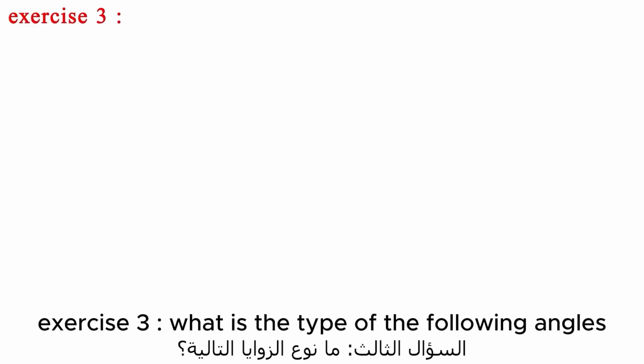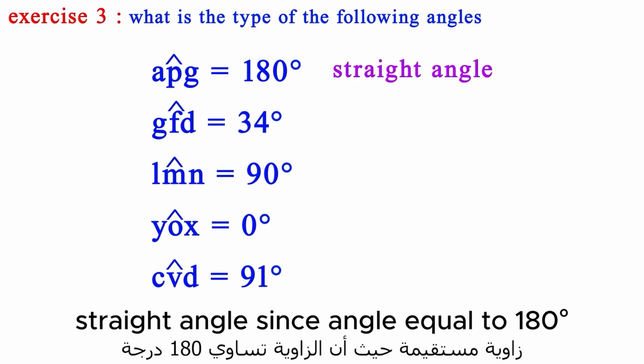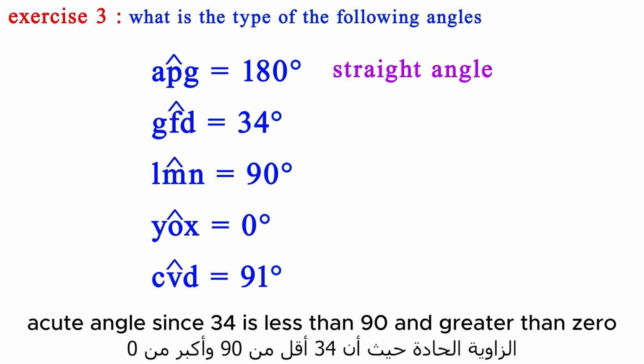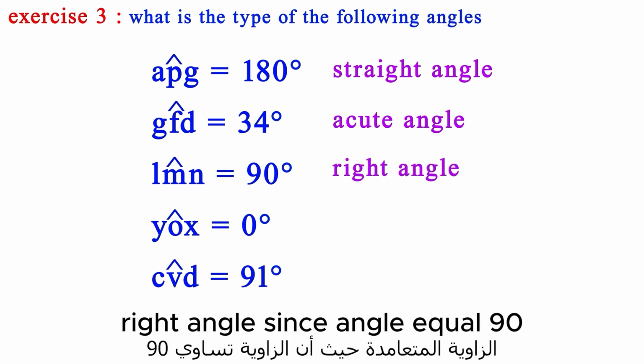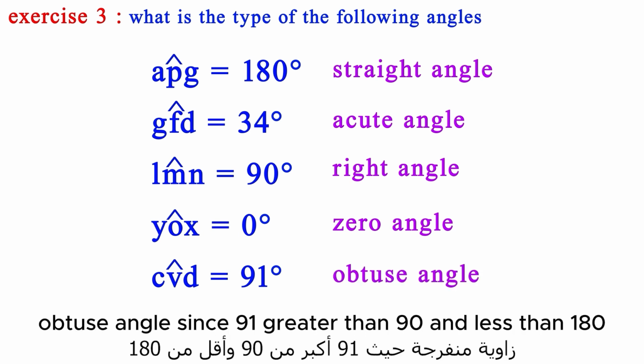Exercise 3. What is the type of the following angles? Straight angle since the angle equals 180 degrees. Acute angle since 34 is less than 90 and greater than 0. Right angle since the angle equals 90. Zero angle since the angle equals 0. Obtuse angle since 91 is greater than 90 and less than 180.